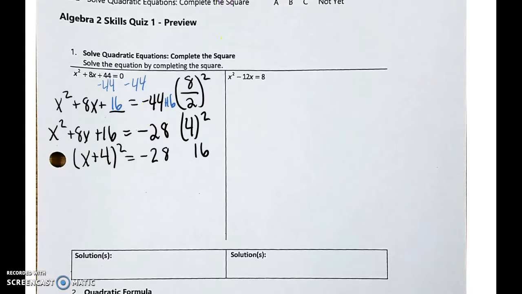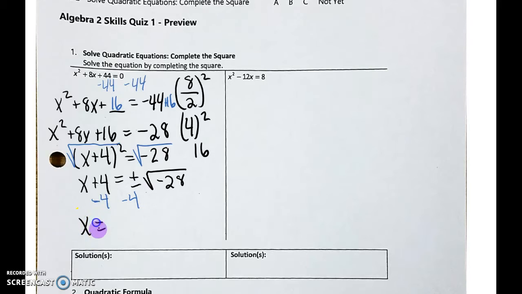So now you're going to solve by taking the square root of both sides. The square root and the square cancel each other out. So you're left with x plus 4 equals plus or minus the square root of negative 28. Now we know that we can't take the square root of negative numbers, so we're just going to leave it like that. Your last step to get x by itself is to subtract 4 from both sides. So you're going to have x equals negative 4 plus or minus the square root of negative 28.